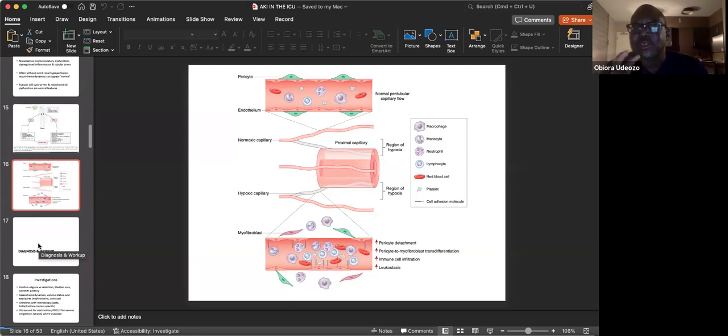So this is just trying to briefly explain what's happening at the microcirculatory level. So even if your patient has a normal blood pressure, but they have evidence of infection, sepsis, they can still develop AKI.